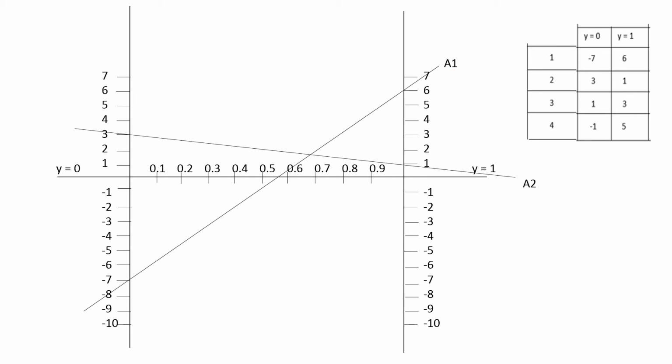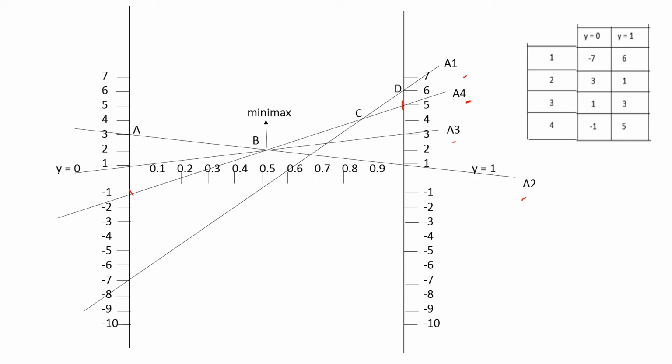Now the second line A2, 3 and 1. Now the third line, 1 and 3. That is A3. Now coming to A4, it is minus 1 and 5. This is minus 1 and 5, and that is A4. See A1, A2, A3 and A4. Now we got all the lines.